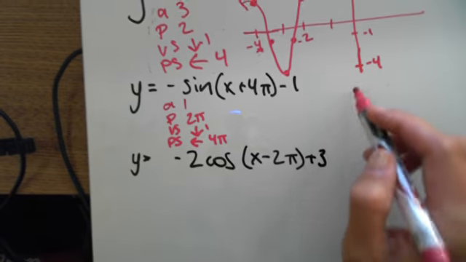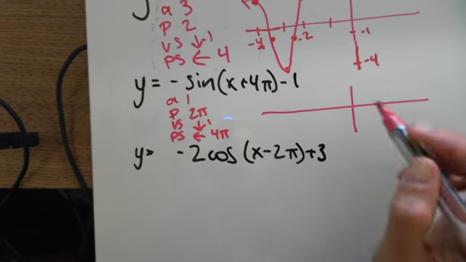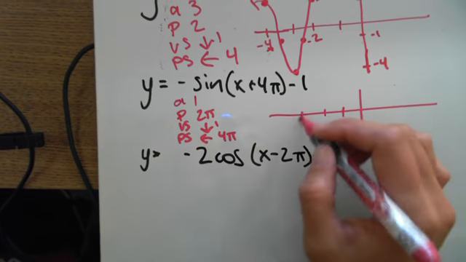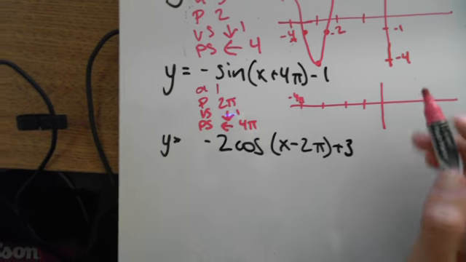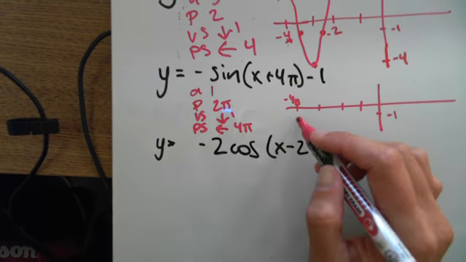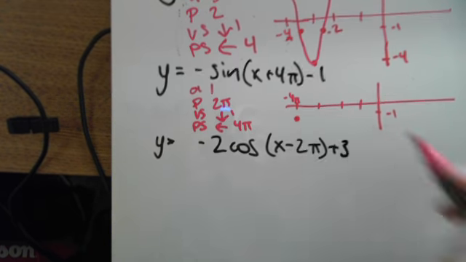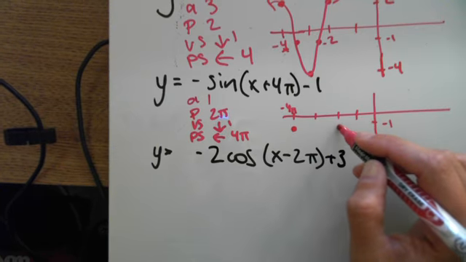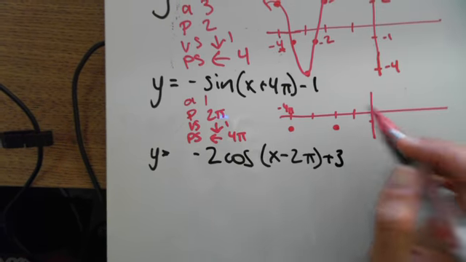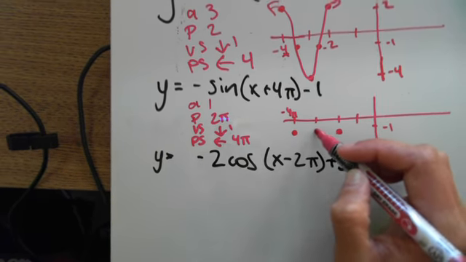So I'm going to go through. I'm going to do pretty much the same process. So there is my -4 pi. We're also going to go down 1. So that is my new origin, but it's sine. So that's a point. That's my starting point. Period is 2 pi. So I'm going to stop at negative 2 pi. Halfway between at negative 3 pi, it's going to change direction.